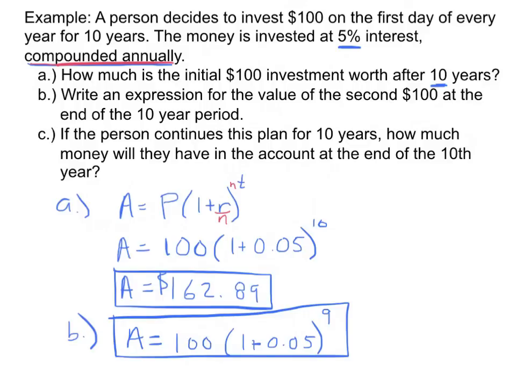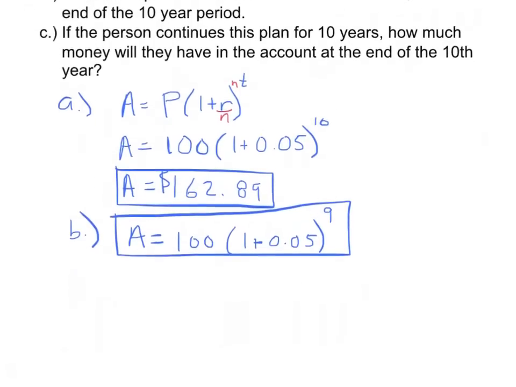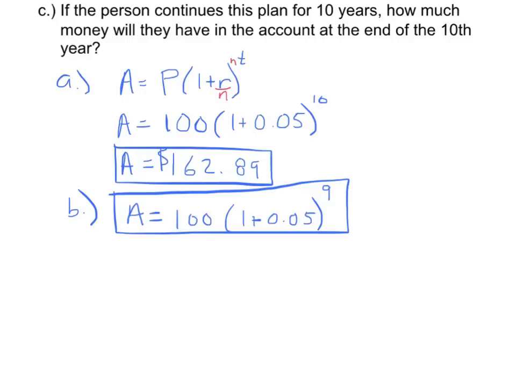Part C now asks, if the person continues this plan for 10 years, how much money will they have in the account at the end of the 10th year? And again, I don't know that I would expect you guys to sort of see how to do this without us talking through it, so that's why we're going through it here. I think the key to do this is to look at the pattern, right? How much was the first $100 worth? Well, from up above, it was 100 times 1.05 to the 10th power.